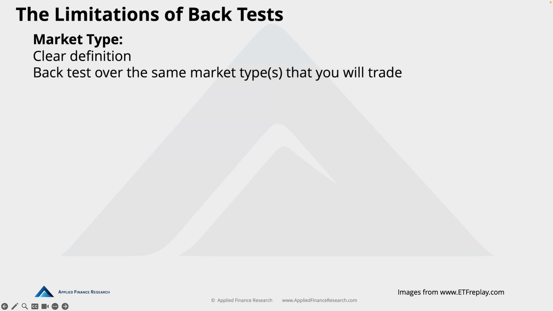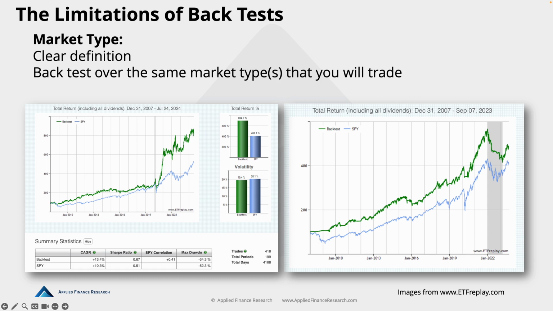From there, it's critically important that we backtest over the same market type or market types that we're actually going to trade in real life. As an example, if we look at the 2 backtests we've talked about so far, they run from 2007 to 2024. So included here is the financial crisis of 2008, the COVID crash of 2020, the inflationary period of the recent years, and everything in between.